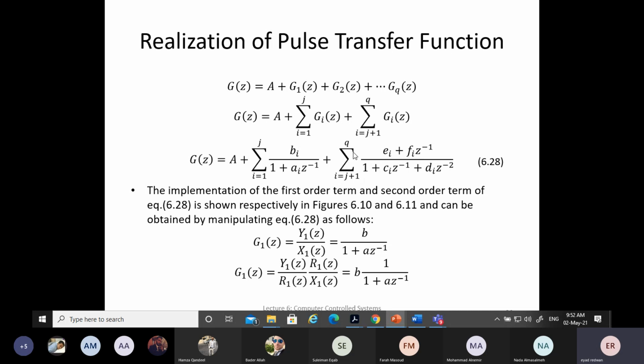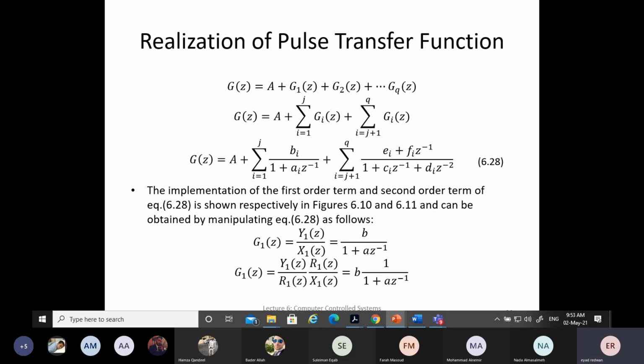On the other hand, you might also have a second order term. Now, the standard form of the second order term will be 1 plus a constant times z inverse plus a constant times z to power minus 2. And in the numerator, you will have a first order term. This is the standard term that we use in writing a partial fraction for a second order term. So far, do you have any questions? Okay.